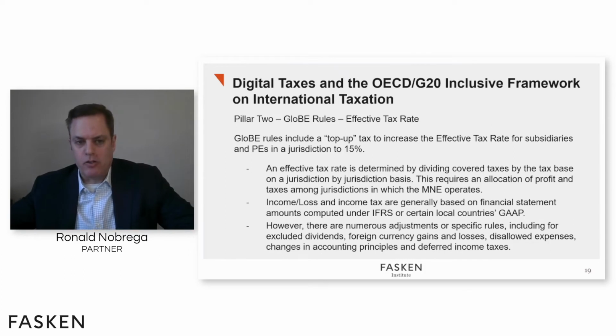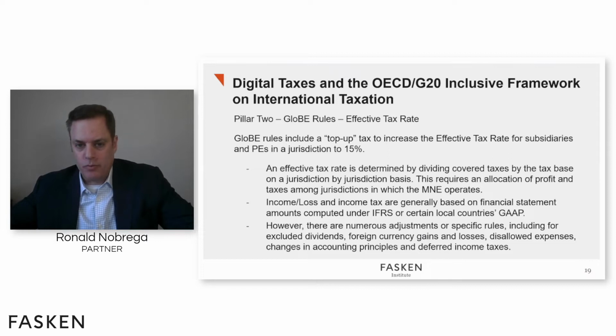So as I mentioned, under the global rules, the top-up tax rate is 15%. So you would compute an effective tax rate for a jurisdiction by dividing covered taxes in that jurisdiction for all group entities in the jurisdiction by profits in the jurisdiction. And where that is less than 15%, you'd have a top-up tax that would apply.